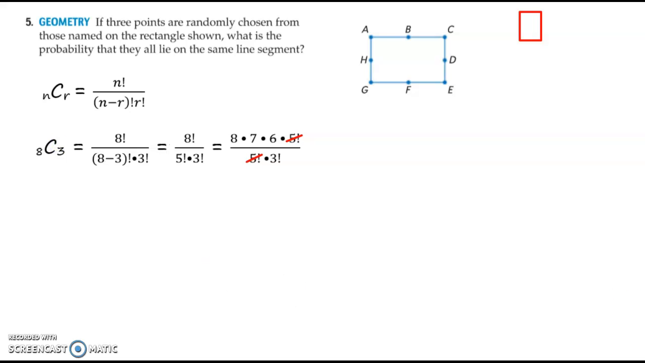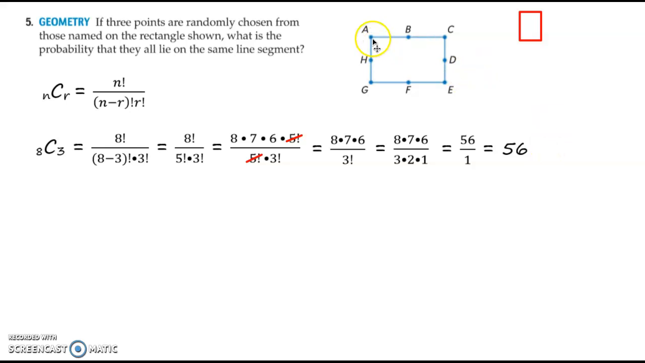So there they are. I've canceled them. Now I'm going to rewrite it after I've canceled it. So that's really 8 times 7 times 6 divided by 3 factorial, which is really 8 times 7 times 6 divided by 3 times 2 times 1, which if I do my multiplication, I would see that that's 56 over 1, or 56. Now, I found the number of combinations that I would have.